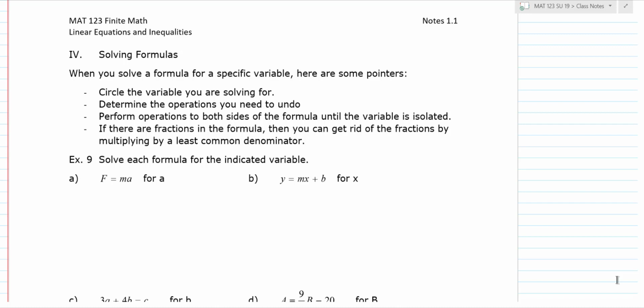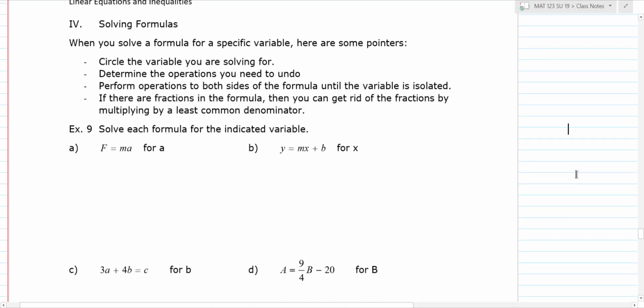Right, boys and girls. Okay, the next thing we're going to look at is solving formulas. When you're working with finance and things like that, you have a lot of formulas, and we'll be learning a lot of the finance formulas a little bit later in the semester. So you need to know how to rearrange formulas.